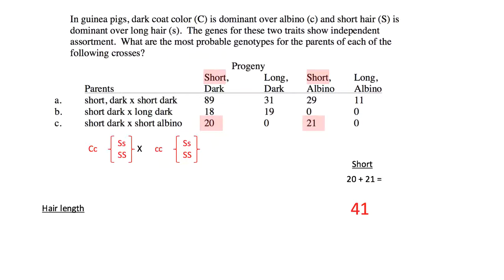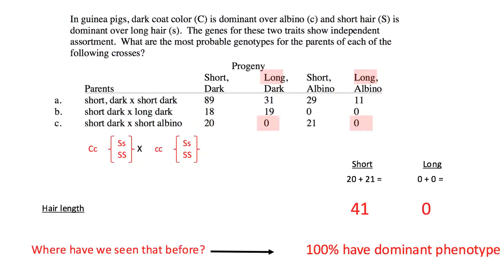Now onto the hair length gene. How many progeny have the dominant short hair length phenotype? 20 plus 21, or 41 total. How many have the recessive long hair? 0. This means 100% of the progeny have the dominant phenotype.